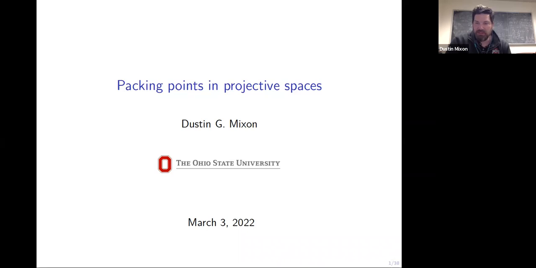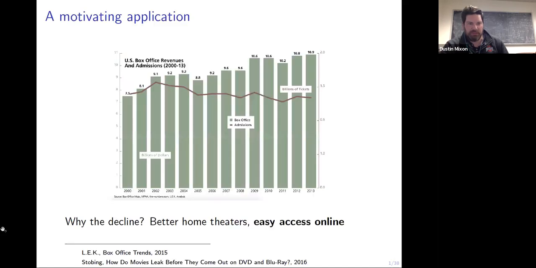I'll be talking to you about what could be called projective codes in projective spaces. You could also think of it as packing points in projective spaces. But before I get into the math, I want to show you an application of these things so you can understand why we might care about these objects.